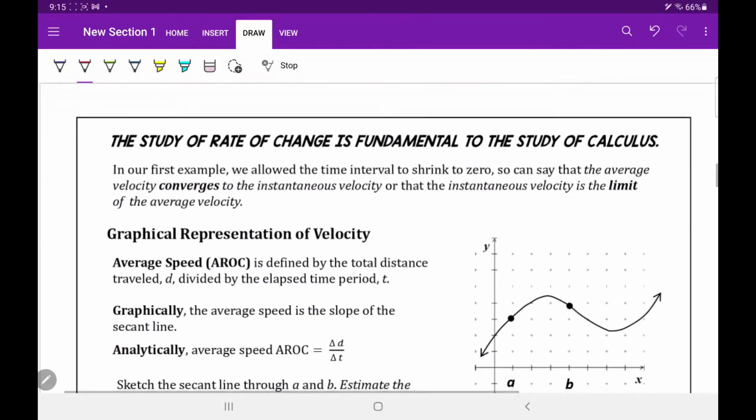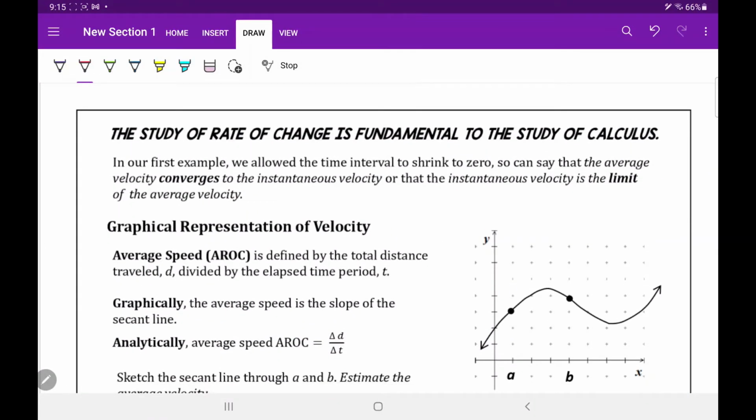The study of rate of change is fundamental to the study of calculus. Yes, rate of change is kind of one of the keys. In our first example, we allowed the time interval to shrink to 0. So you can say that the average velocity converges, meaning it's like moving towards the instantaneous velocity. It converges to the instantaneous velocity. Or that the instantaneous velocity is the limit of the average velocity.